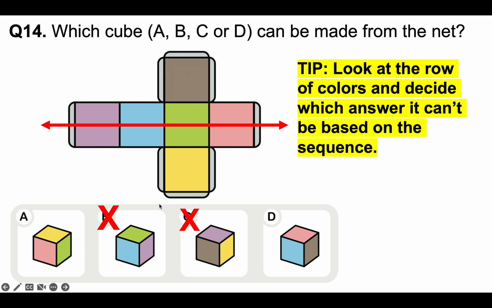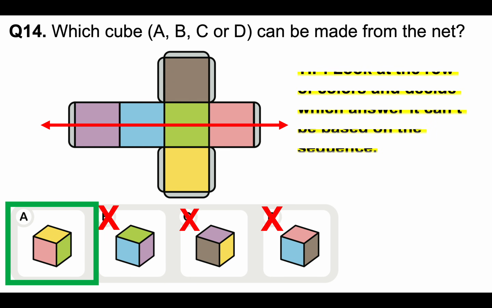It can't be C either, because it's showing brown and then purple and then yellow. And if you look here, the brown and yellow are separated by the green, so they can't be together. And it can't be D either. We have blue and pink, but there's a gap. There's a green one between them. So they're not together. It can't be that. So therefore, the correct answer is A, and that is the right answer.